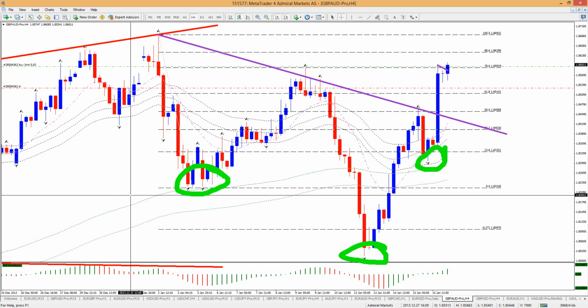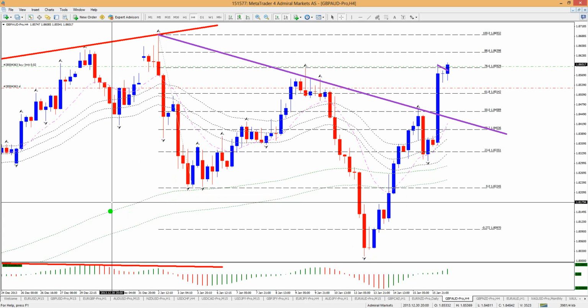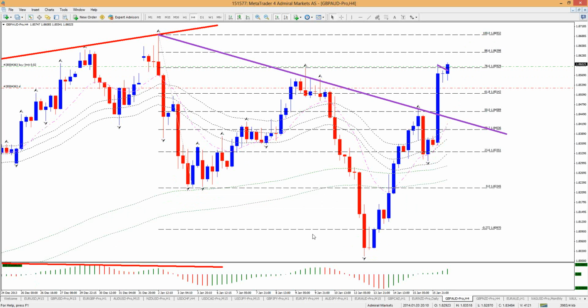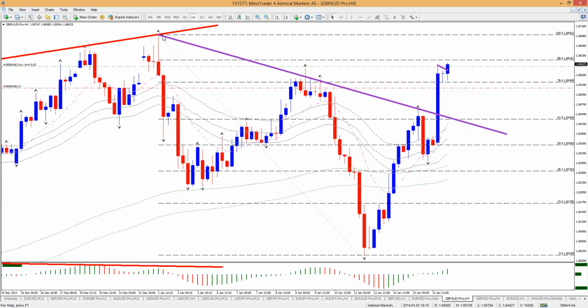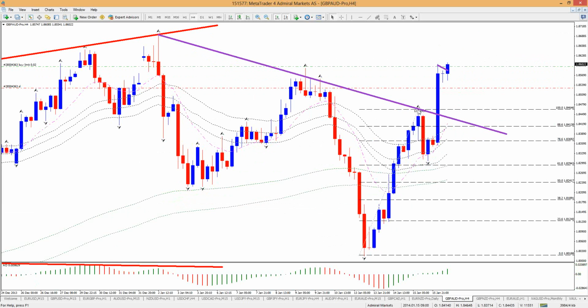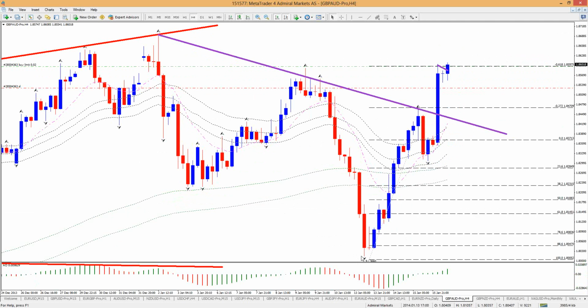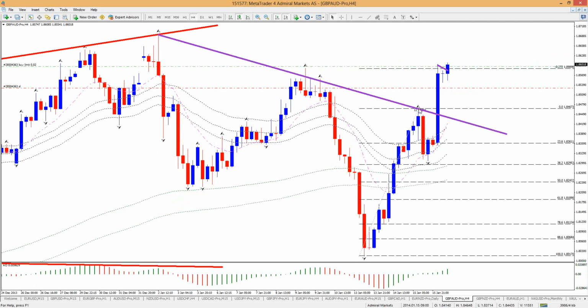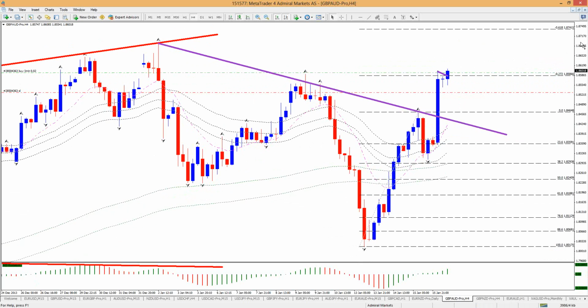In any case, it definitely had a very strong impulse. And if we put a fib, in fact, on this very first impulse, yeah, the target could be the minus 618. That could be another 150 pips, in fact.